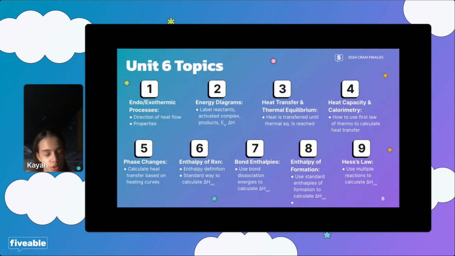Those are more so for you, so that if you notice something you want to go back to and practice a little bit more with the Fiveable question bank, this will help you later on with the structure of what we're going to go through.